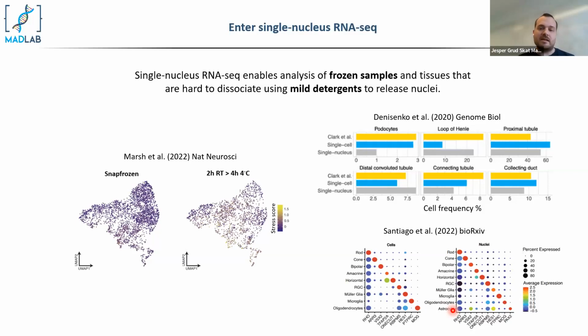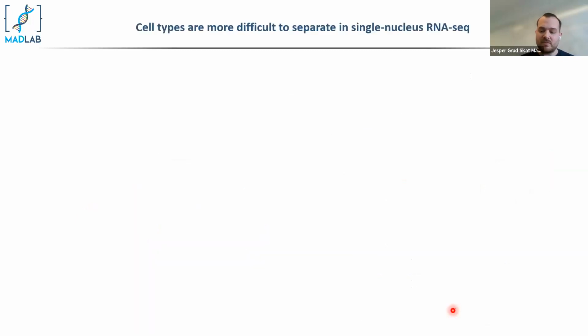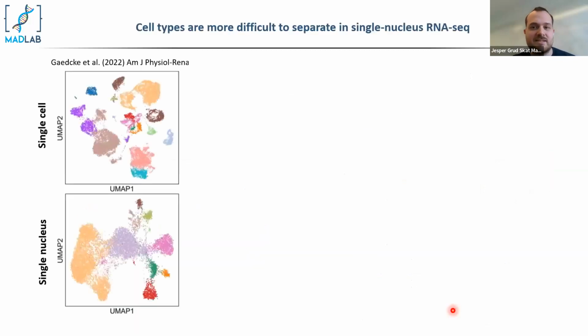So what is then the downside to using single nucleus RNA sequencing? One of the downsides is that cell types can be harder to separate. Even though the marker genes are the same, we often see that the separation of cell types is less clear. Here, for example, a study by Gate, I will struggle to pronounce that name correctly, so I will not chop it up.